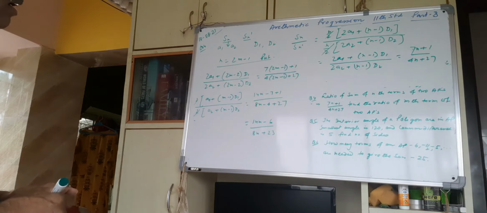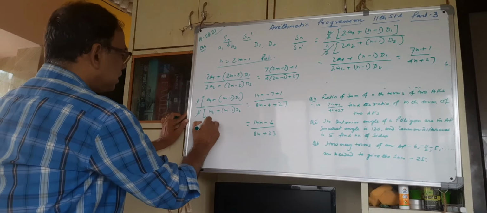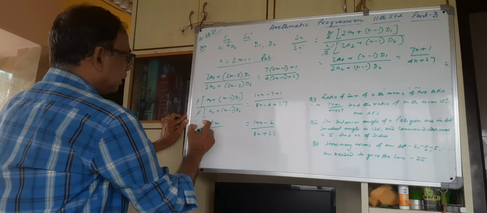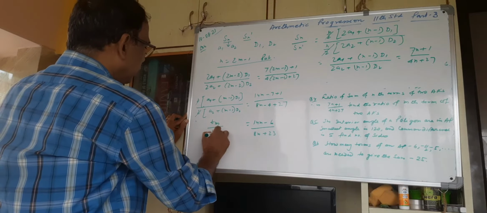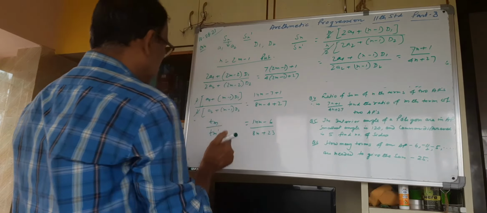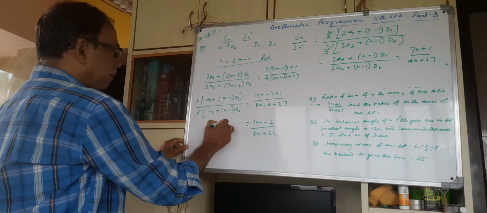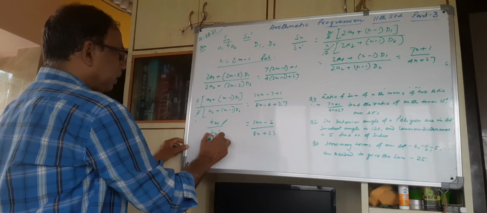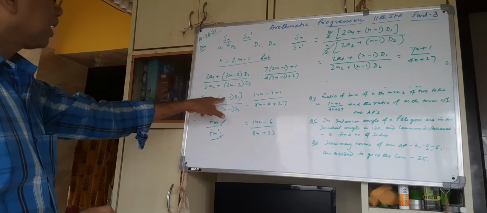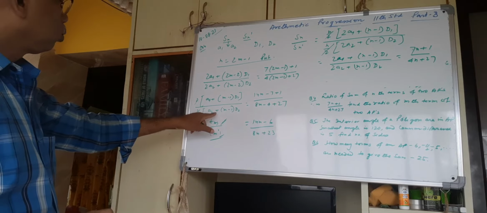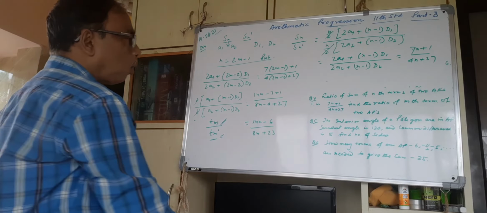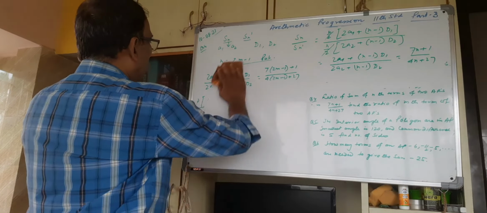That is the ratio of the mth terms, Tm by Tm dash. Suppose the ratio of the mth term of the two series, this is the mth term of the first series, this is the mth term of the second series. That is, the ratio of the two terms is given: a1 plus (m minus 1)d1 is Tm, a2 plus (m minus 1)d2 is Tm dash. Suppose that is the ratio of the mth term of two AP series. Okay.